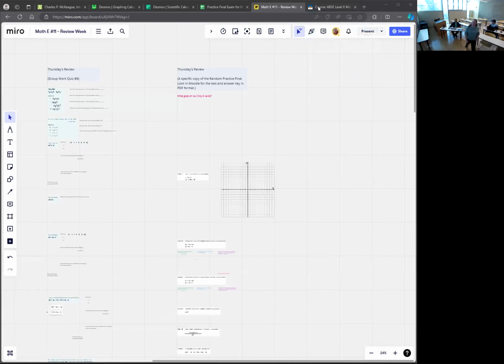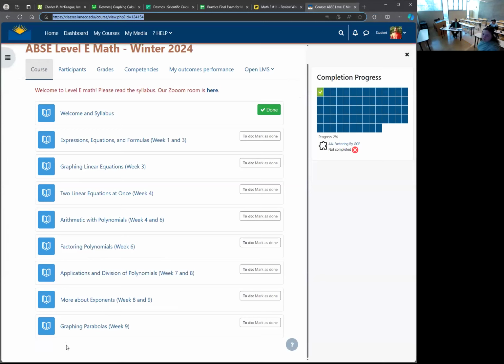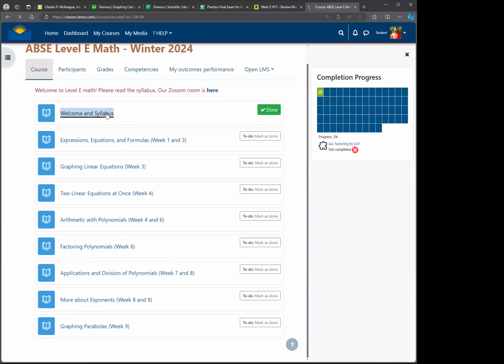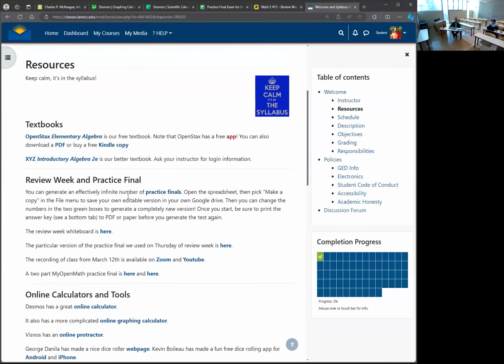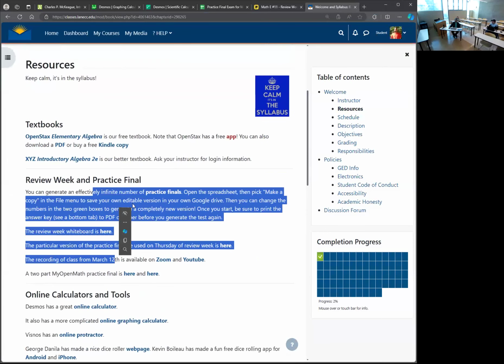When you look at the Moodle, there's not going to be something at the bottom. Where I have put it, on purpose to be annoying, is you go to Welcome and Syllabus, and in the resources, then Review Week and Practice Final. Everything is here.